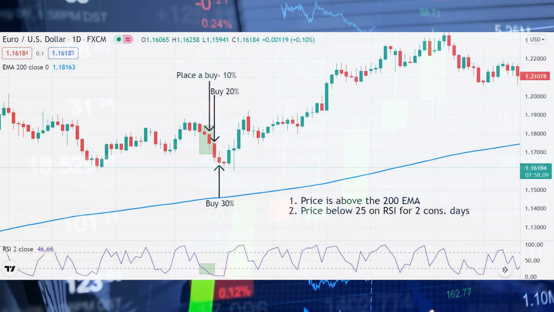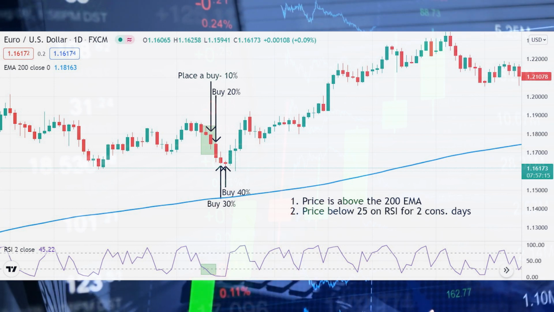On the fourth day, if price closes below your previous trade entries, you place another buy trade buying 30% of your position. On the fifth day, if price closes again below your previous day's trade entries, you place another trade at 40% of your buy position.